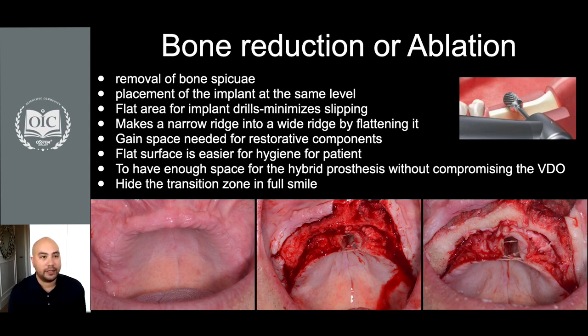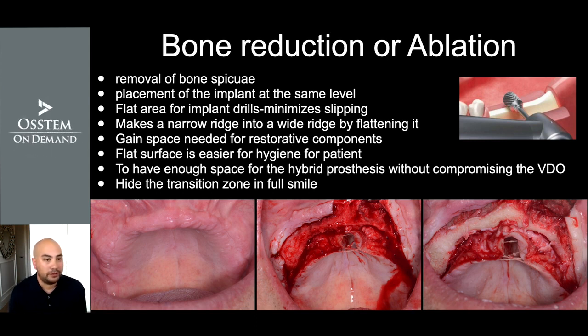Right, now let's discuss the bone reduction or ablation. It allows us to remove bony spicules. We are then able to place the implants at the same level. We can flatten the area, which minimizes drill slipping, and makes a narrow ridge into a wide one. By flattening, we can gain the space that is needed for the restorative components.